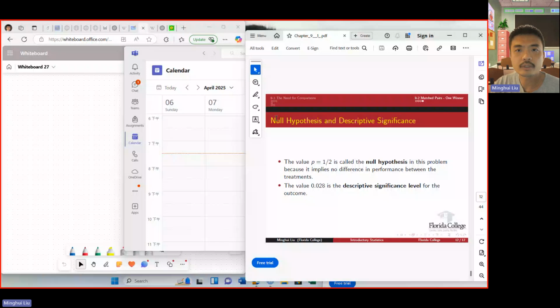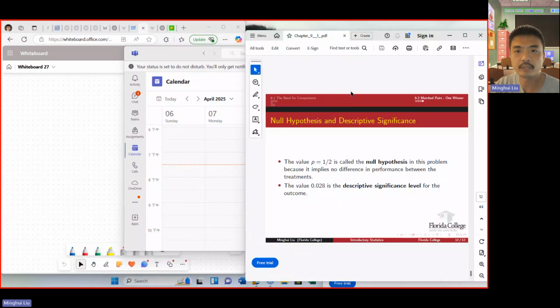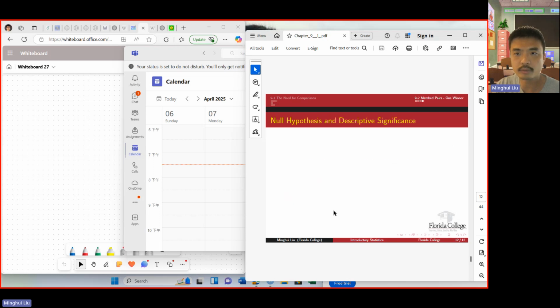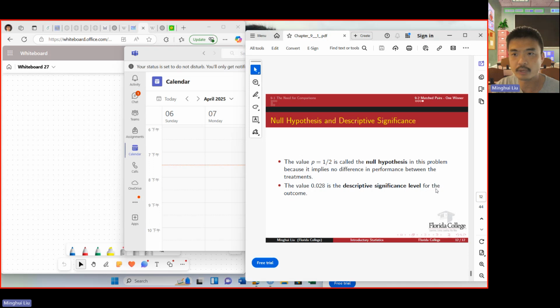Well, let's continue our discussion in chapter 9. Last time we stopped at these slides and we mentioned that we defined the p-value equals 1/2 as the null hypothesis because it implies there is no difference in performance between the treatments. And then after that, we used R code and calculate what we call the descriptive significance level, which is 0.028.